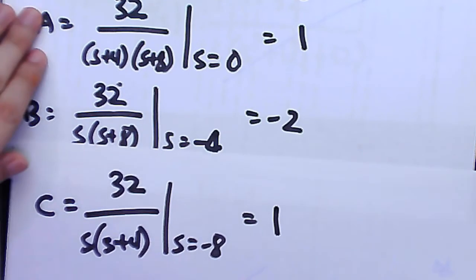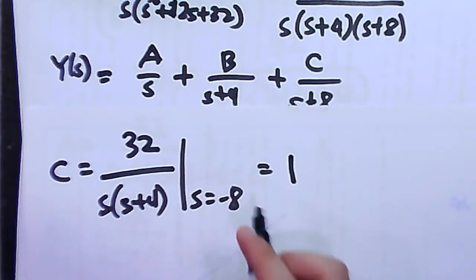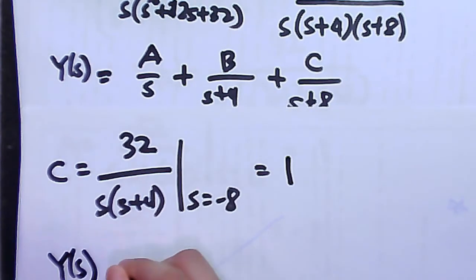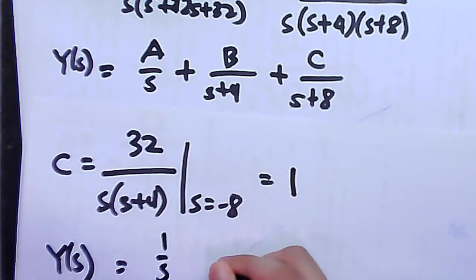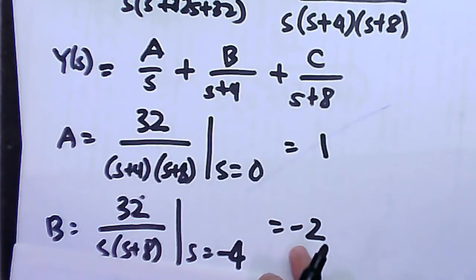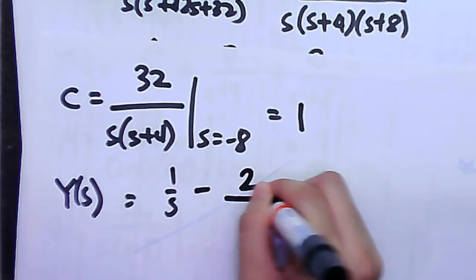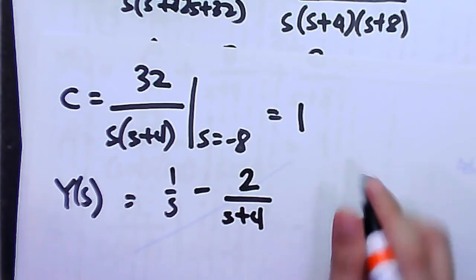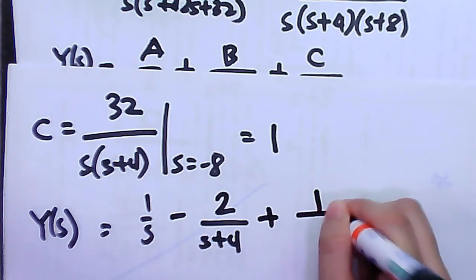Okay. So, writing now itong y of s natin, we will have, ang a natin is 1. So, this is 1 over s. Okay. Kasi yung b natin is negative 2. So, you will have minus 2 over s plus 4. Tapos, yung c natin is 1. So, you will have plus 1 over s plus 8.